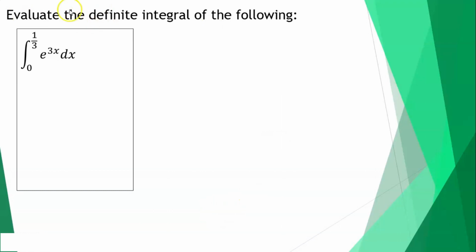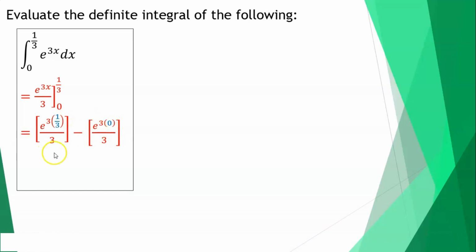Okay, another example. Evaluate the integral of e^(3x) dx evaluated from 0 until 1/3. Take note, the integral of e^(3x) is e^(3x) over 3, then evaluated from 0 until 1/3. At this point, let's substitute x by the limits. We have here upper limit as 1/3, then for the lower limit, it's 0. So 3 times 1/3, that's actually 1. So this is e to the power of 1 over 3 minus, take note, e to the power of 0, that's basically 1, then over 3.